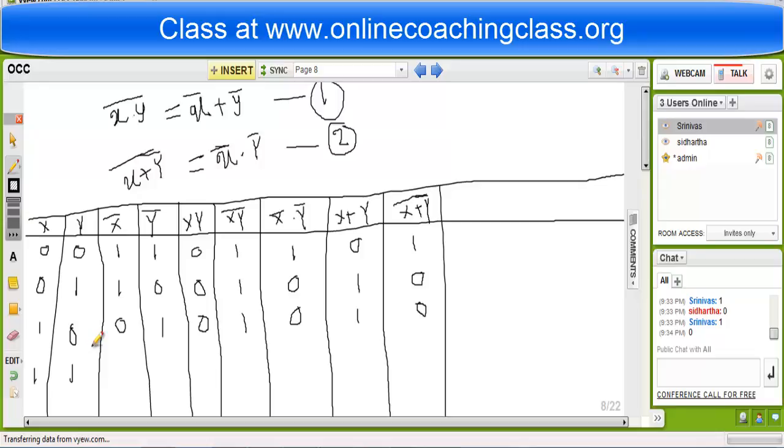Question regarding the xy bar. First we have to multiply xy and then reverse it, or no, here x plus y. I'm talking of the xy bar. First we do the multiplication, the x dot y, and whatever value comes, then reverse it. Revert it. Yes. Okay, is it clear? Okay.